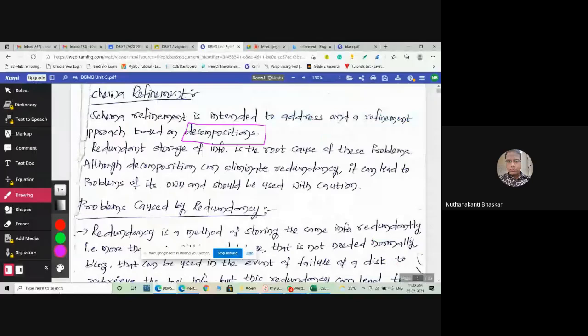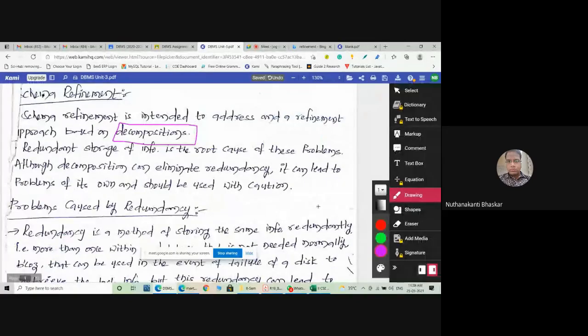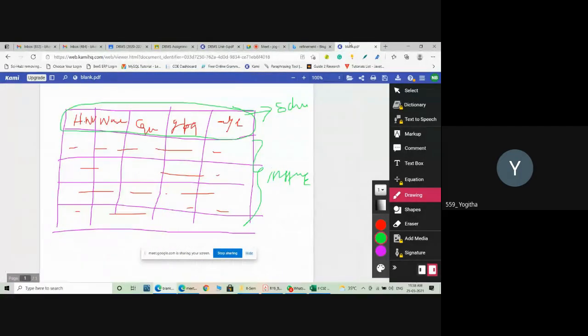Can any one of you tell? What is the meaning of decomposition? Breaking into parts. Yes, breaking, dividing. Now this is the schema. Because of some problem, the schema refinement is required. What are the problems? I will tell you that. First of all, understand. Here we need to follow the decomposition mechanism and apply the schema refinement.